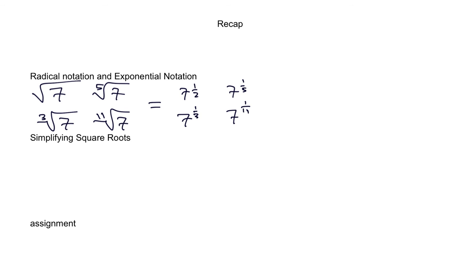Okay, so this over here is our radical notation. We're using the radical symbol. We have a radicand and an index. Over here, we're using exponential notation. We have our base, which is the same number as the radicand, the number underneath the radical symbol. And we have our exponents. In this case, they're rational, they're fractions, and that's okay. Simplifying square roots, we're going to look for perfect squares to factor out from underneath the radical.